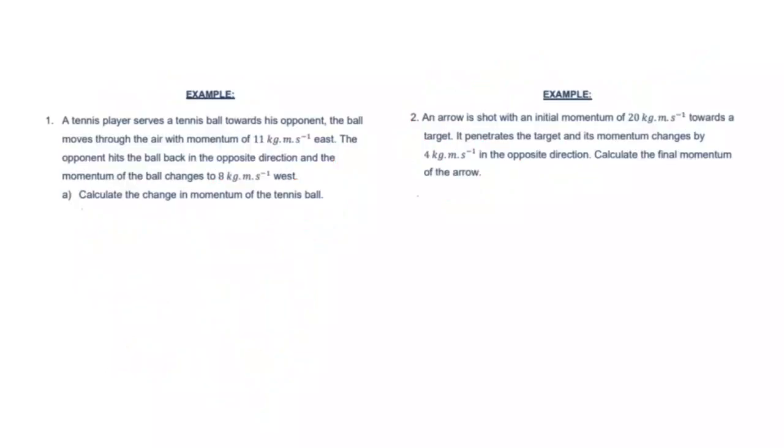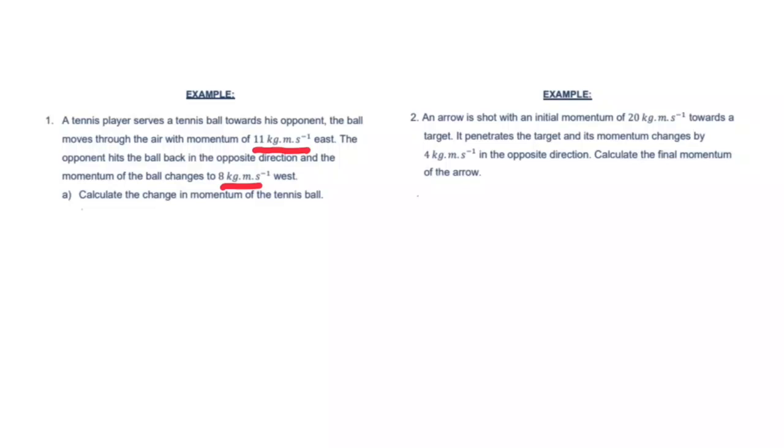Let's give these two examples a try and get familiar with the concepts. A tennis player serves a tennis ball towards his opponent. The ball moves through the air with a momentum of 11 kg meters per second east, right? It is a vector, so the magnitude and the direction. The opponent hits the ball back in the opposite direction, and the momentum of the ball changes to 8 kg meters per second west, right? And then the question, calculate the change in momentum of the tennis ball.